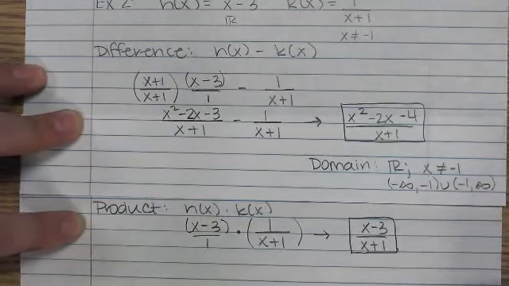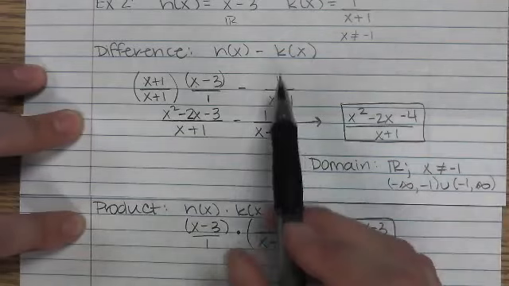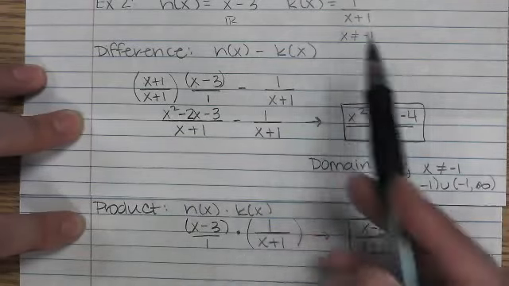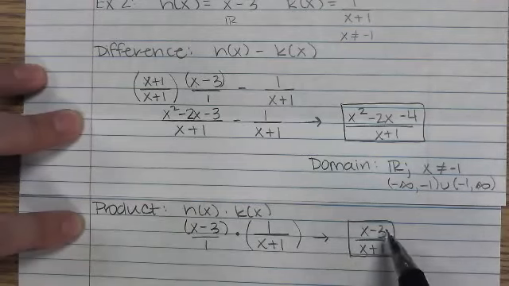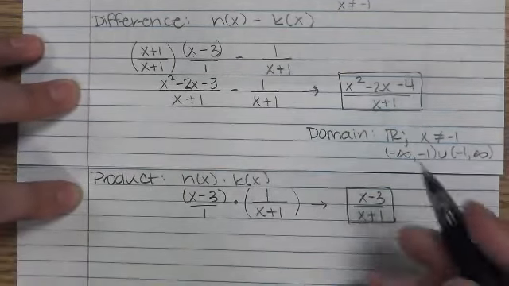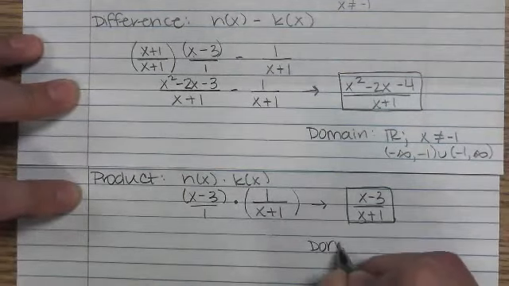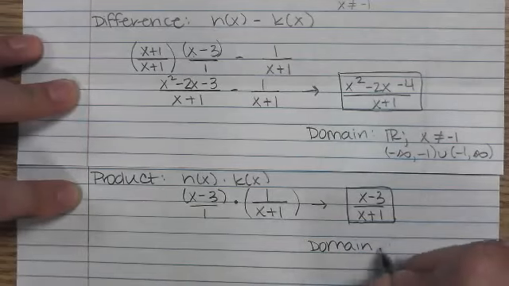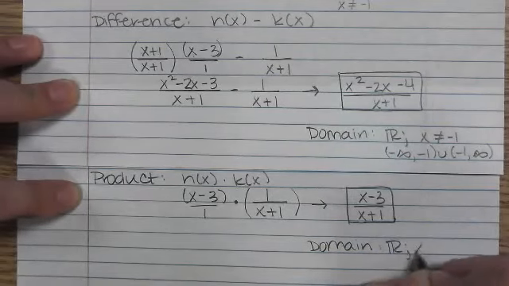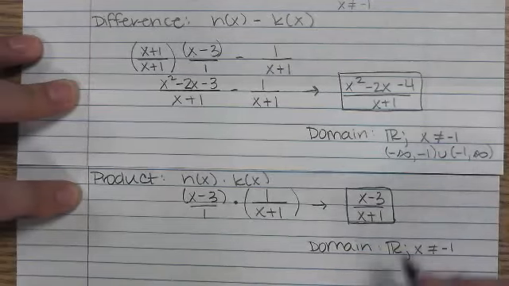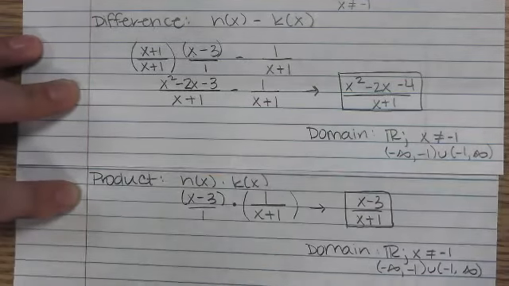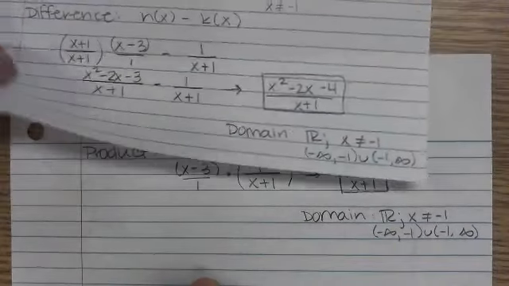And now for our domain, we just have to consider skipping negative 1. So we're ignoring negative 1, but aside from that, do we need to limit it any further? And the answer is no. So this domain is exactly the same as the one that we just did. So all real numbers, x cannot equal negative 1, or if we're doing the other notation, we're writing it like that. There we go.